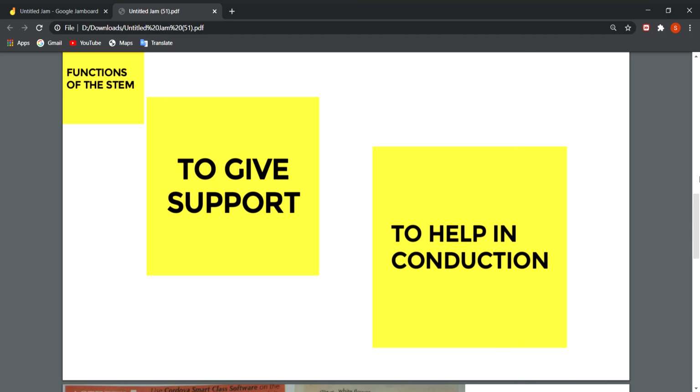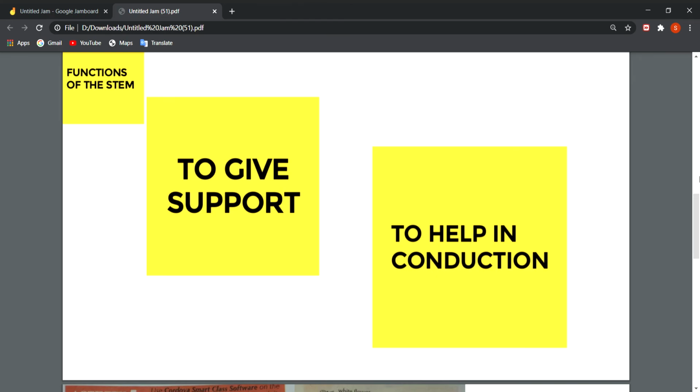The next function of the stem is to help in conduction. The stem helps in the conduction of water and minerals absorbed by the root of the plant. It also conducts prepared food from the leaves to various parts of the plant, such as roots, stems and fruit.